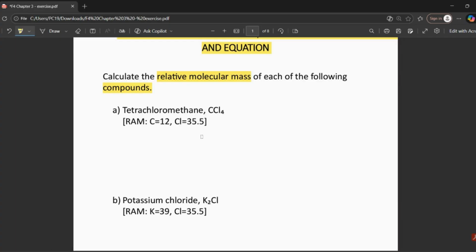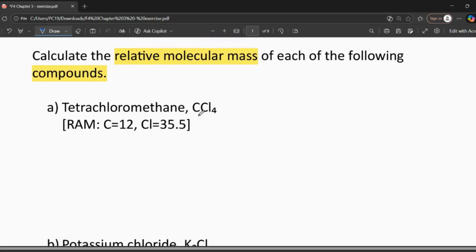Okay, so in your exams, you'll have something called RAM, and I just want to let you guys know that this RAM will never ever change. RAM refers to relative atomic mass. Relative atomic mass refers to the mass of only one atom in the question. And now we're going to find the molecular mass, the mass of the whole molecule.